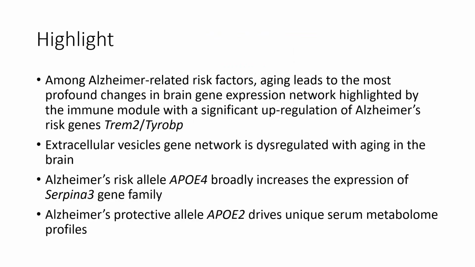Now finally, to highlight our findings, among Alzheimer's related risk factors, we found that aging leads to the most profound changes in brain gene expression network, highlighted by the immune module with a significant upregulation of AD risk genes TREM2 and TYROBP. Extracellular vesicle gene network is dysregulated with aging in the brain.